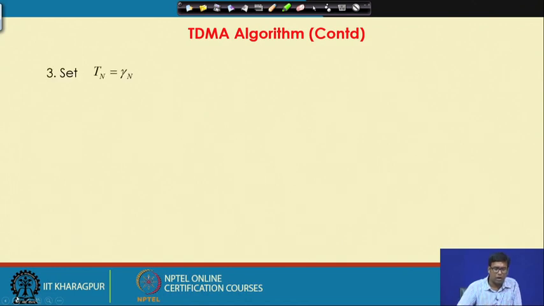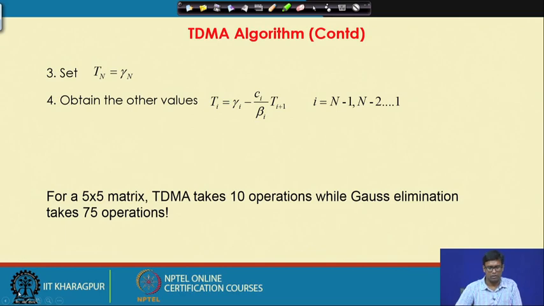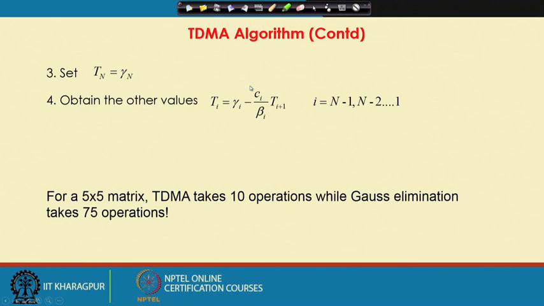Now, I will set T n equal to gamma n, which is the actual solution at the nth point, and then we will use the relationship, which is again a recursive relationship: T i is equal to gamma i minus C i by beta i times T i plus 1, for n minus 1, n minus 2 and up to 1, and we will solve the equation. And this is the entire algorithm, which is a very straightforward algorithm. Only if we try to write a computer program, we have to write the expressions for gamma i and the recursive relation for gamma i and beta i.